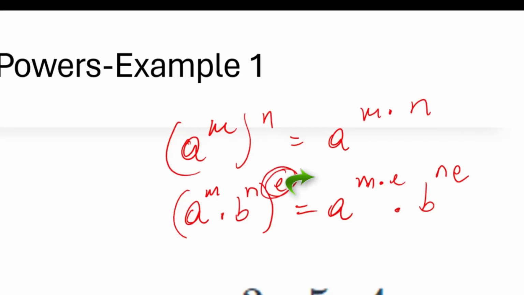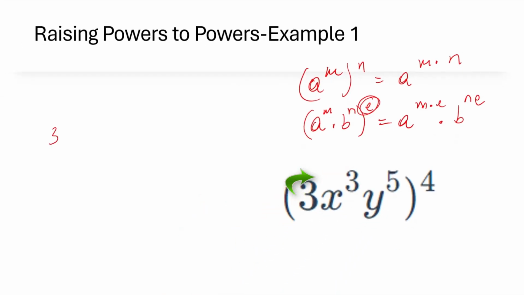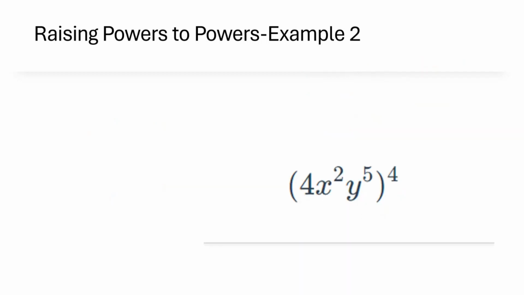Doing the same thing for this, I'm going to have 3. Now it is understood that there's a 1 there, so that's going to be 3 to the 4, because that's 1 times 4, times x to the 3 times 4, times y to the 5 times 4. 3 to the 4 is simply going to be 81. 3 times 4 is going to be x to the 12. 5 times 4 is going to be y to the 20. And that completes this problem.